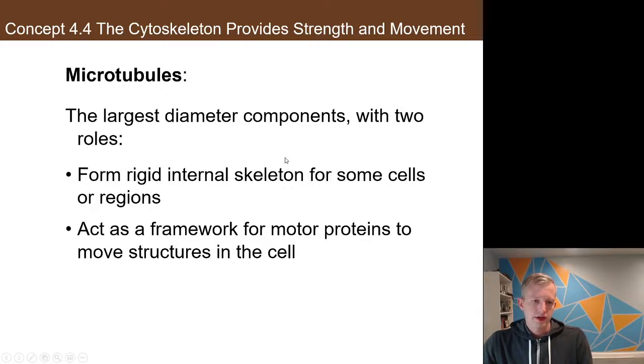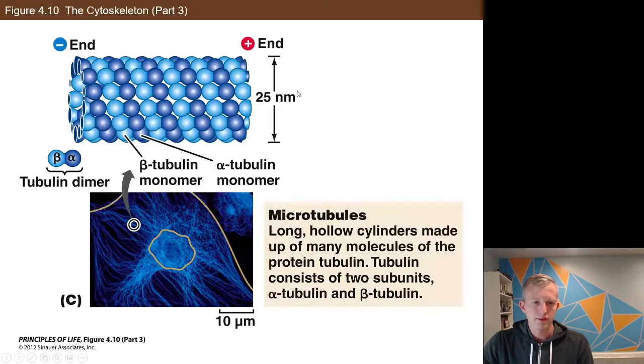Microtubules are the largest, and they form a rigid internal skeleton for cells. So this is like the cytoskeleton part, but they can also act as a framework for motor proteins to move along. So when we see movement within the cell happening, that can actually be proteins that are walking along these microtubules. There are some really cool animations that we'll see in class that demonstrate this. It's almost like little elevator cars riding along an elevator cable, and the elevator cable would be these microtubules. These are made up of alternating different monomer subunits, alpha and beta tubulin.